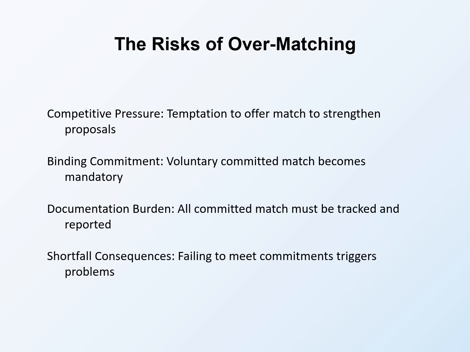Shortfall consequences can be severe. If you committed to $50,000 in match but can only document $40,000, you face a shortfall. Consequences may include reduced federal payments, returned funds, or findings that affect your ability to receive future awards. The match you offered voluntarily now creates real compliance problems.